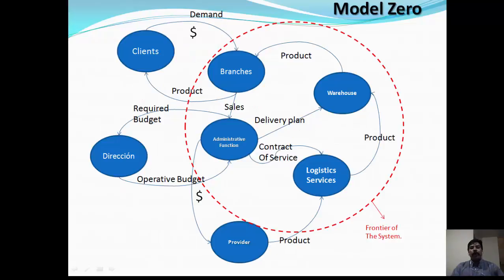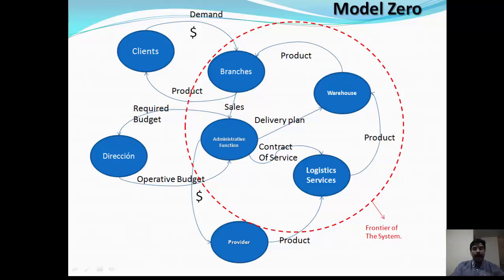This is Model 0 for the meat store. We identify clients and branches. Clients give branches money, the branches give products to the clients. We also have a warehouse that gives product to the branches. The branches give the sales to the administrative function. The administrative function gives the provider money to buy product that is given to the logistics service. The logistics service takes the product to the warehouse, and as we already explained, the warehouse gives the product to the branches, and so on until it gets to the client.